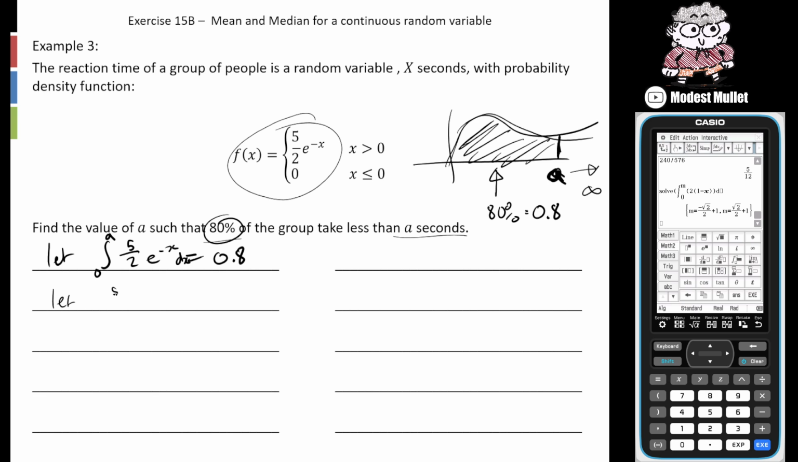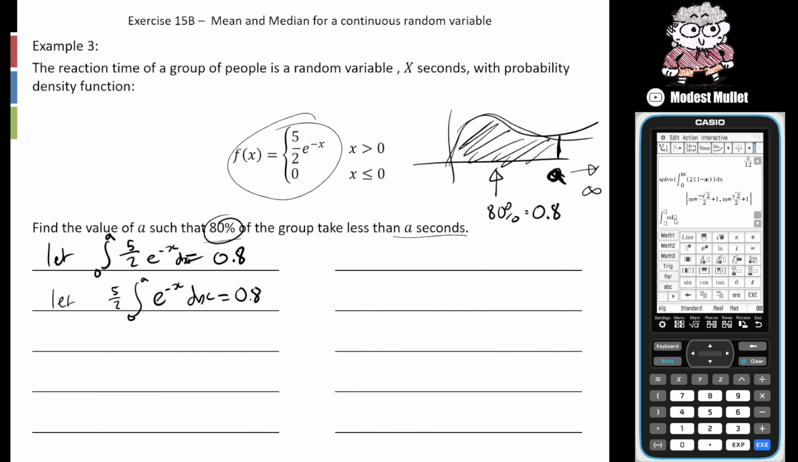So we can bring the 5 on 2 out the front, just to make our life a little easier. Now we find the integral of e to the negative x, dx, equals 0.8. Where to from here? We need to do the integral of e to the ax. If you check your formula sheet, I need to quickly remember what that is.